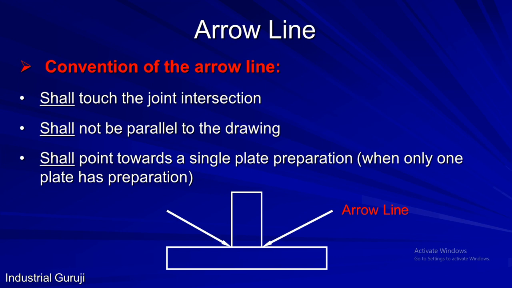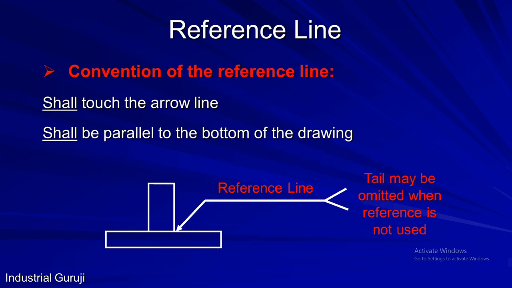Now the things to be remembered about the arrow line are: this arrow line shall always touch the joint intersection, it shall not be parallel to the drawing, and it shall point towards a plate where preparation is to be done, like in the case of single bevel preparations. Now the reference line is that which touches the arrow line and is always parallel to the bottom of the drawing. Information like bevel angle, root gap, and fillet sizes are given on it. There is a tail at the opposite end of the reference line that forks off in two directions. This tail can be omitted when reference is not used.